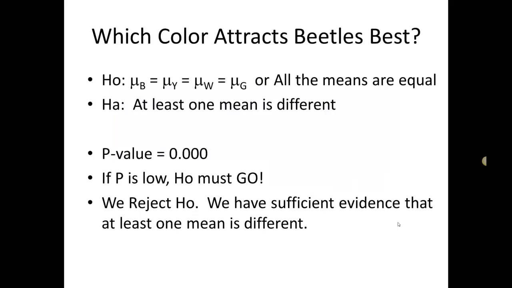All right, so back to our hypotheses. The null hypothesis was that all the means were equal. The alternative was that at least one mean was different. Our p-value was 0.000, and we know that if p is low, H0 must go. So we're going to reject the null hypothesis. This means that we have sufficient evidence that at least one mean is different.